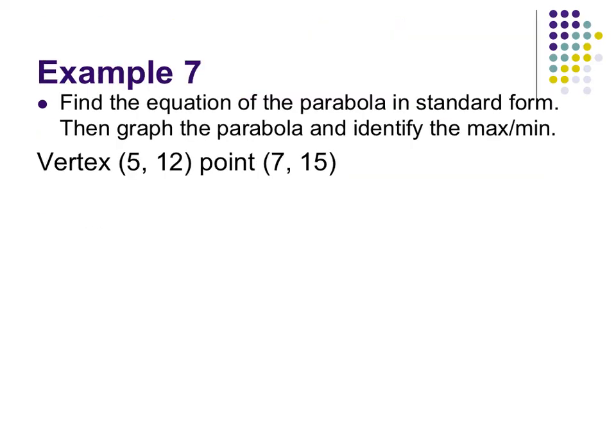So they look like this. Find the equation of the parabola in standard form, then graph the parabola and identify the max and min. So again, standard form is y equals a times x minus h squared plus k. Don't forget this squared. That's what some people do. Okay? This is your h, this is your k, this is your x, this is your y. Also, don't switch those up because that will give you the wrong answer. So y is 15. A is what I don't know. x is 7 minus h, which is 5, squared, plus 12.